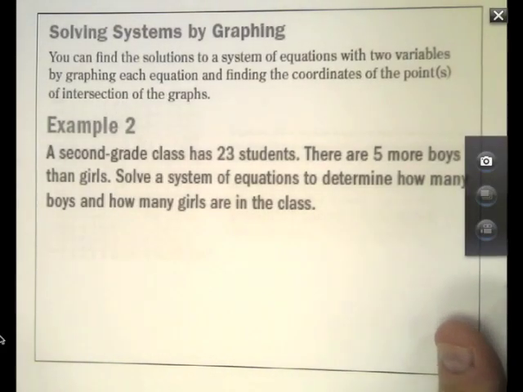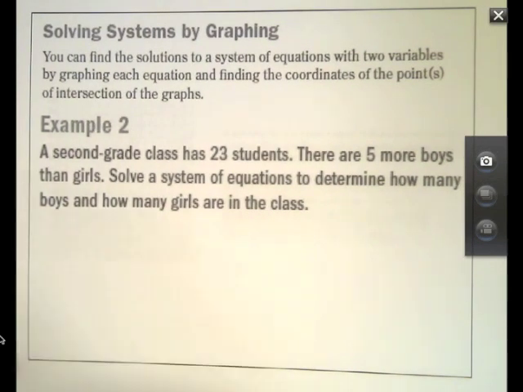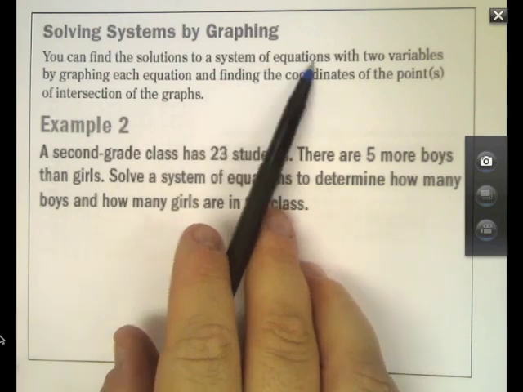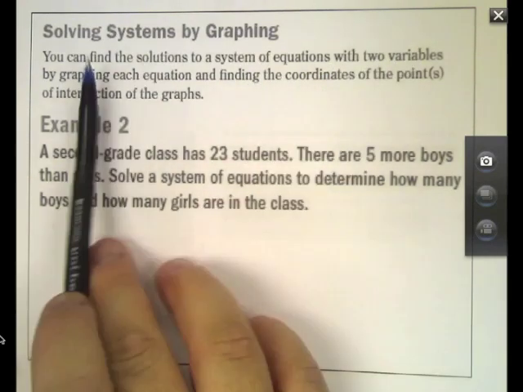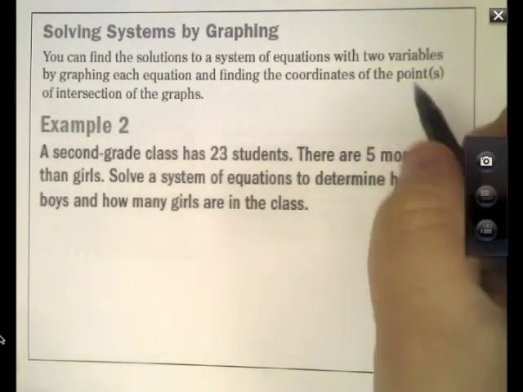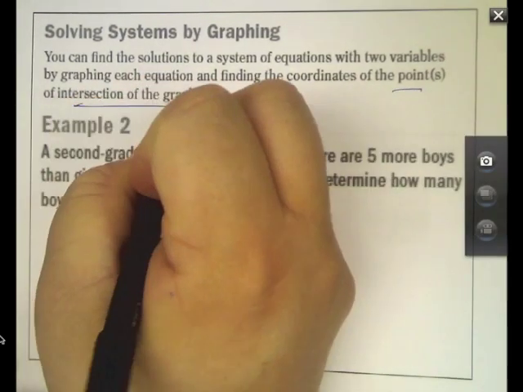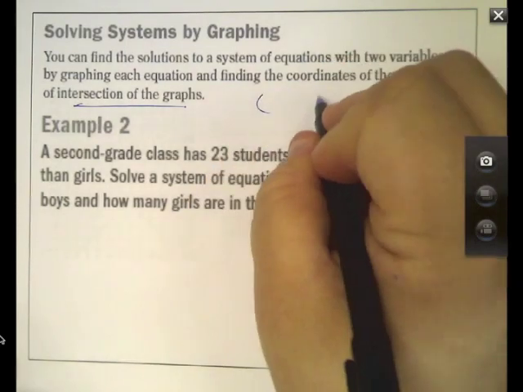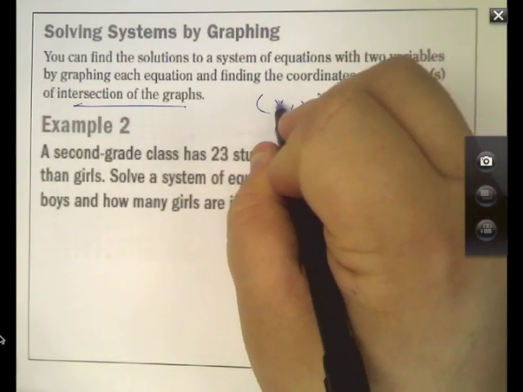Moving along, solving systems by graphing. Your calculator is going to do you great justice in this case. It says you can find the solutions to a system of equations with two variables by graphing each equation and finding the coordinates of the points of intersection, still getting your x comma y as your solution.